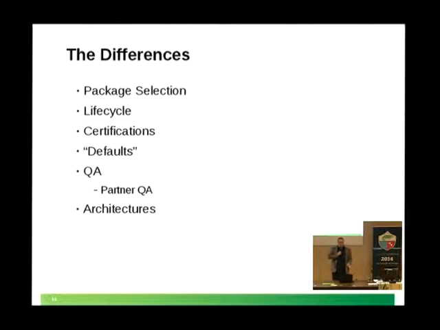Certifications, I already mentioned that. But another big part is also defaults that are different. So defaults when it comes to the desktop environment, where openSUSE in a default installation is installing KDE. SUSE Linux Enterprise in a default installation is installing GNOME. We are different there. Default file system is also a topic where we have differences. SUSE Linux Enterprise is using ext3, openSUSE is using ext4.